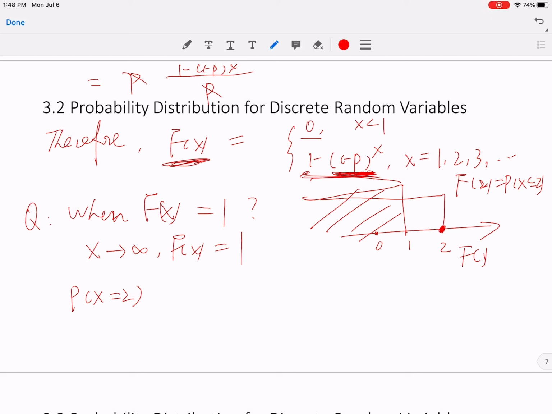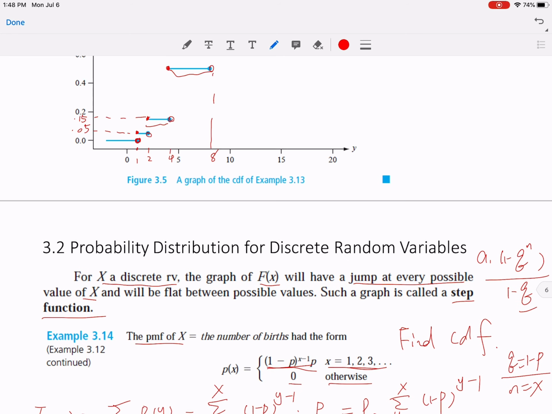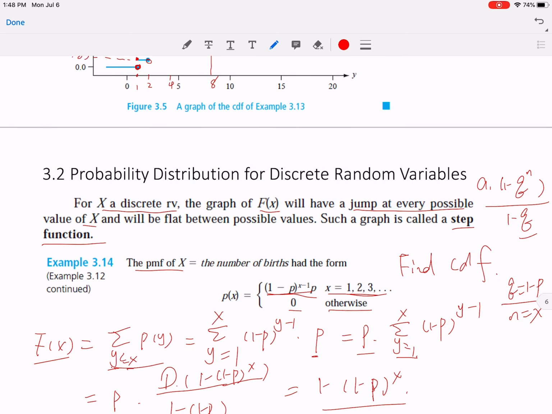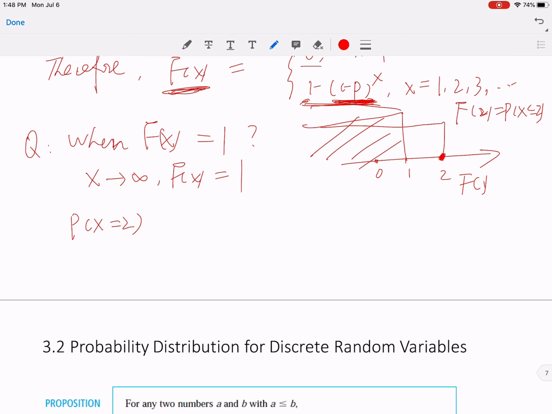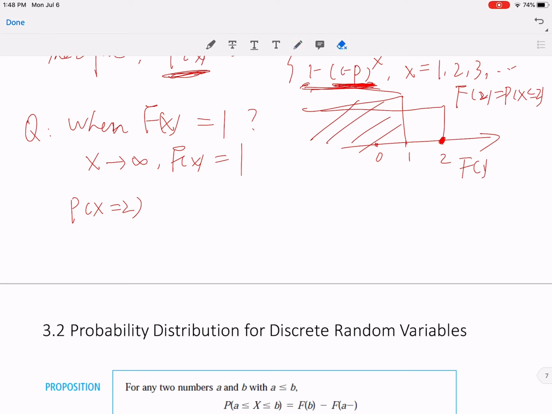I don't know why this doesn't work well. Let me clean it real quick. Okay, so we have that F of 1 is equal to the probability of x is less than or equal to 1. Right? So we can tell the probability x is equal to 2 is equal to F of 2 minus F of 1.